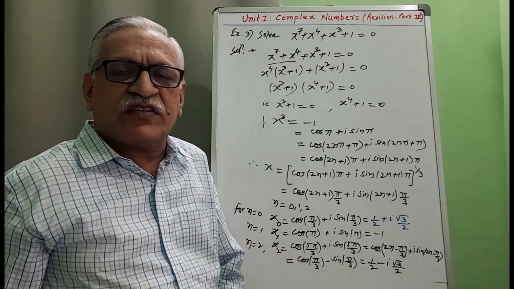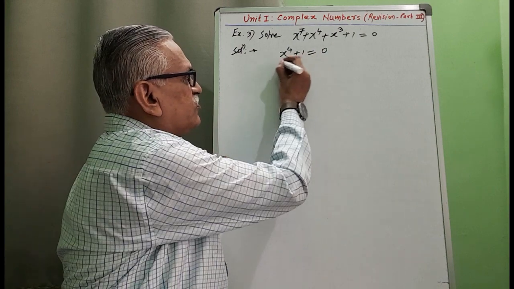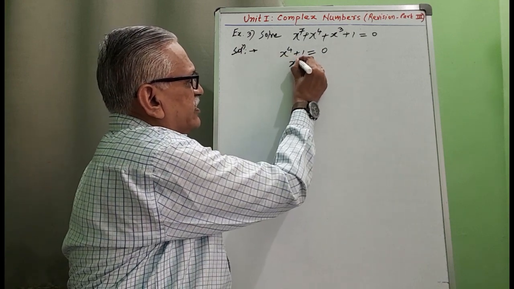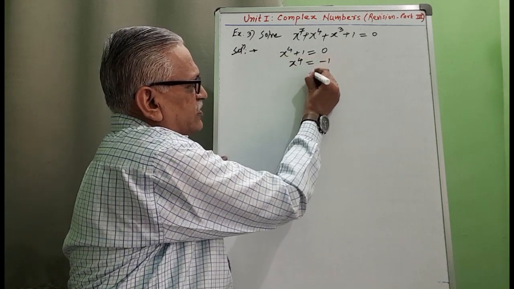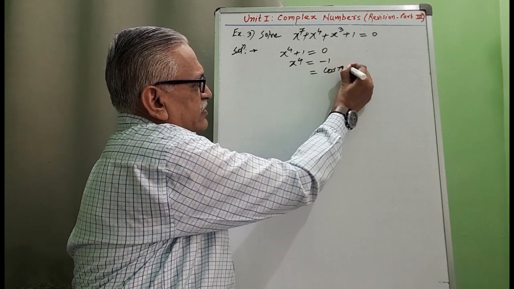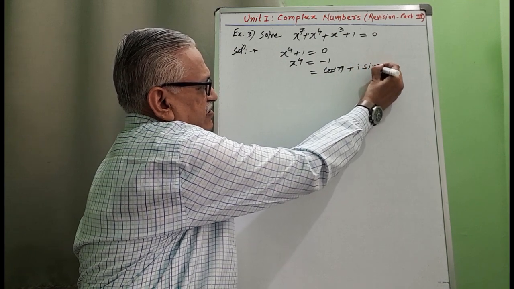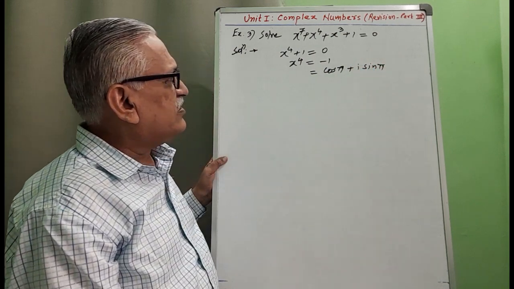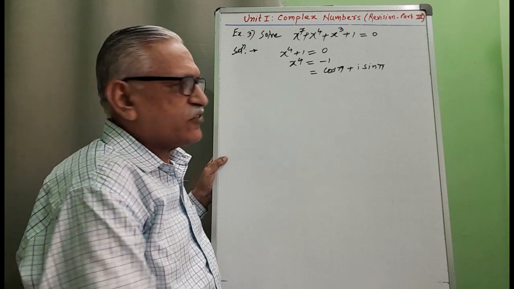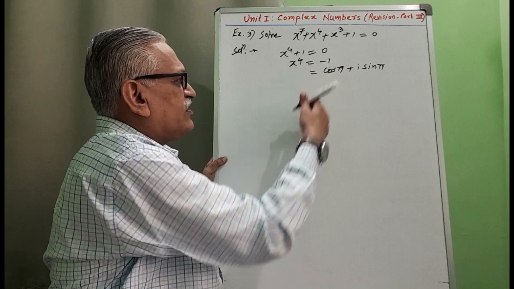Then we try to solve the second equation. Second equation is x raised to 4 plus 1 equal to 0. Transferring to right hand side, we get x raised to 4 is equal to minus 1. Converting in polar form, this is nothing but cos π plus i sin π. Cos π is minus 1, sin π is 0, therefore we get that value as minus 1.